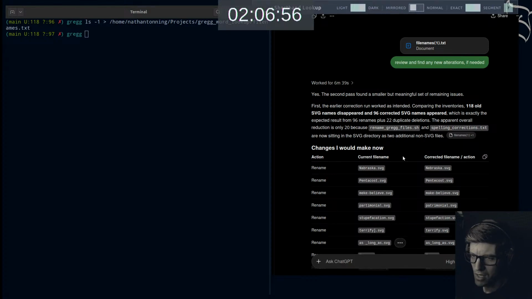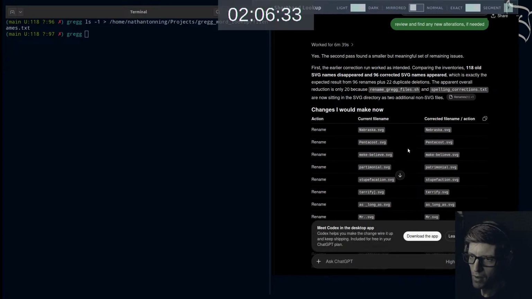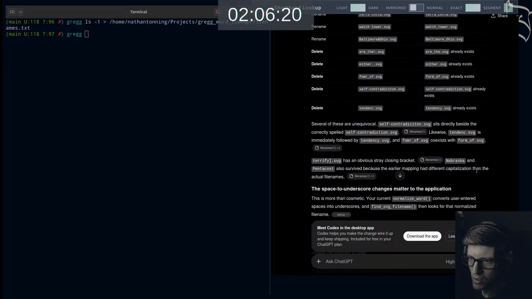There we go. So now it gave some more names that need to be changed. Yep, the earlier correction run worked as intended. Compared, it did remove those old SVG names, and the corrected names appeared. Okay, the apparent overall reduction is only 20. Yep, obviously. So it gave some more changes that it would make. Okay, so like I said, the first run works, but it needs to add some new ones, okay?